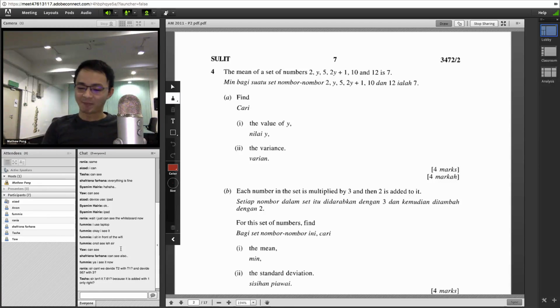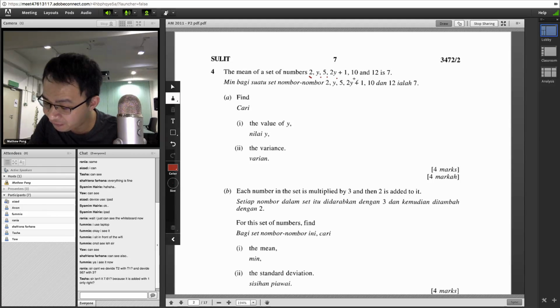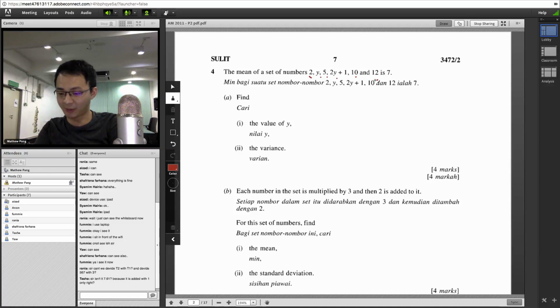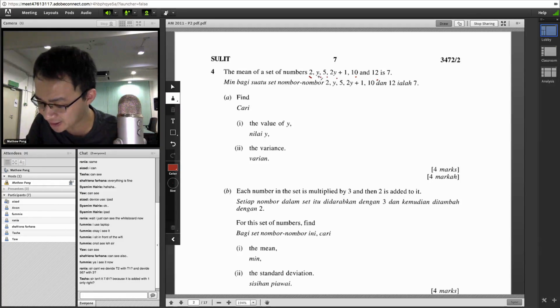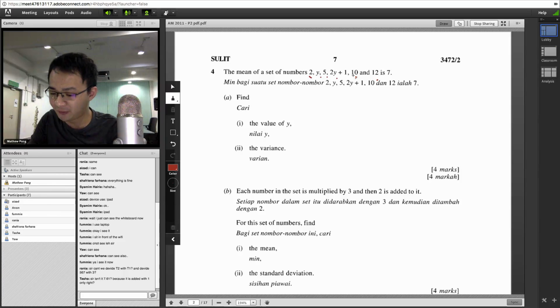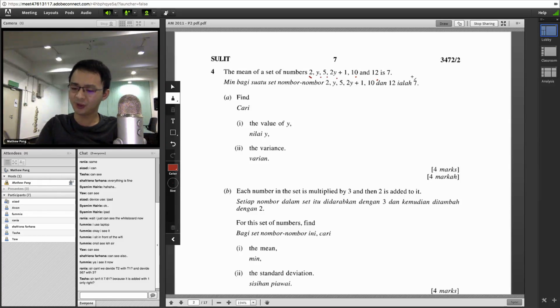Anyways, let's come to question number 4 here. The mean of the set of numbers: you have 1, 2, 3, 4, 5, 6, so 6 numbers here, and the question tells you the mean is 7. So over here I know my n equals 6 because I have 6 numbers, and I know my mean equals 7 because the question says so.